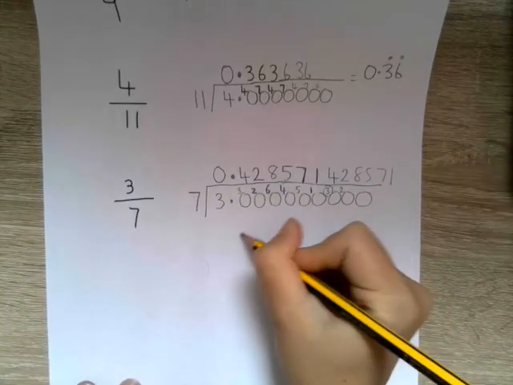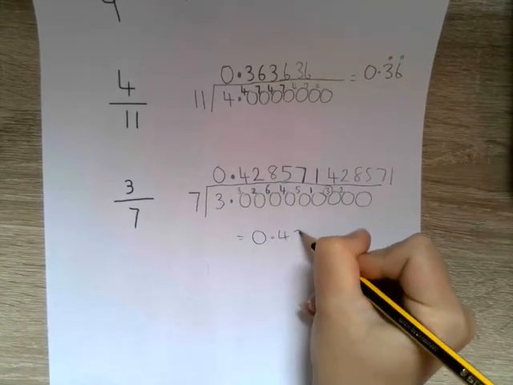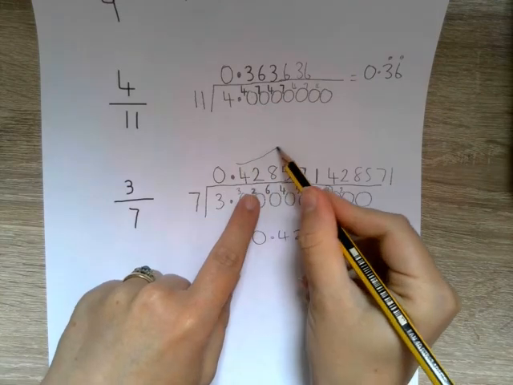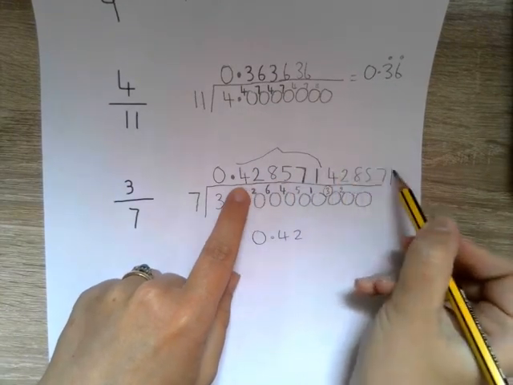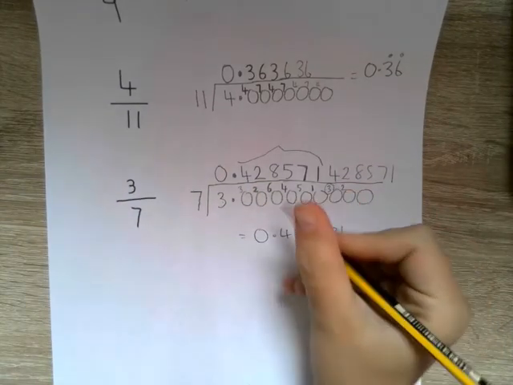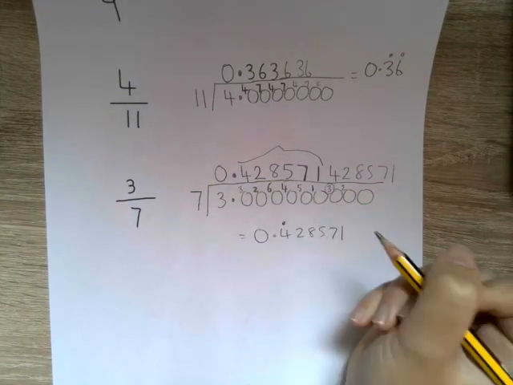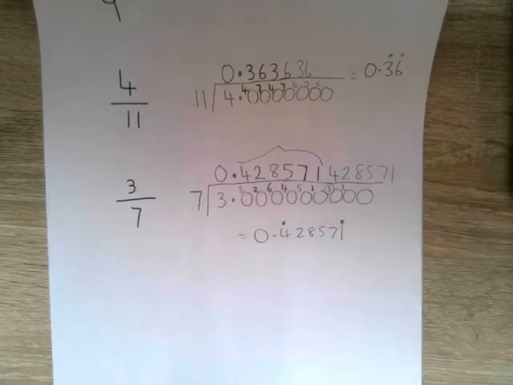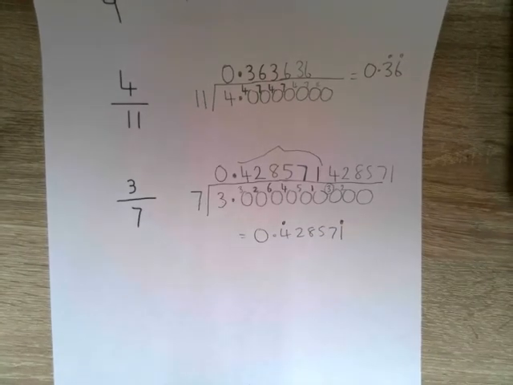So when you write that as a decimal, you just need to make sure you write out the section that keeps repeating, so that's up to there, and then it repeats again. So 4, 2, 8, 5, 7, 1, and then you put a dot above the first number that's repeating in the sequence and the last number that's repeating in the sequence. So that would be my answer.